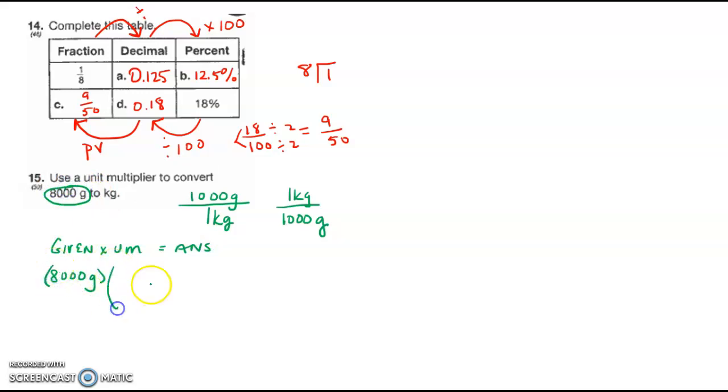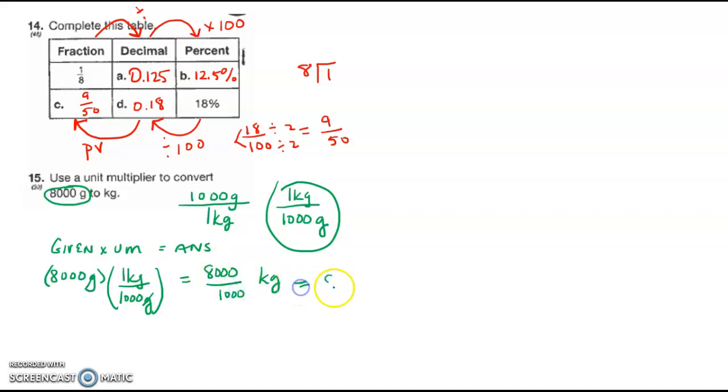I don't know what my unit multiplier is going to be yet. It's going to be one of these two, but I'm going to be multiplying this. And then I know my answer needs to be in kilograms. So if kilograms is on the top, I need kilograms to be on the top in my unit multiplier. So grams are going to cancel. I end up with 8,000 over 1,000, which gives me 8 kilograms.